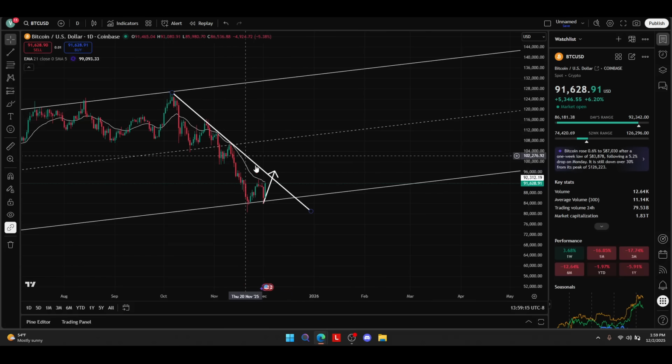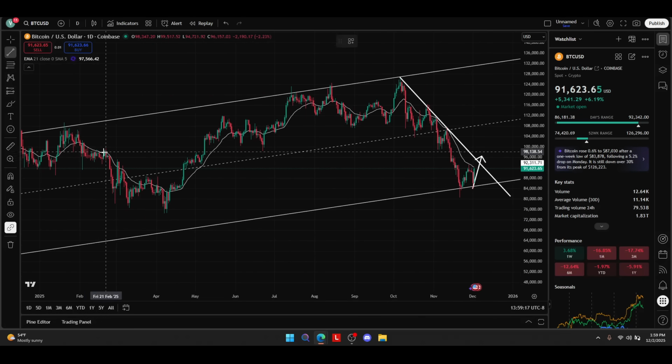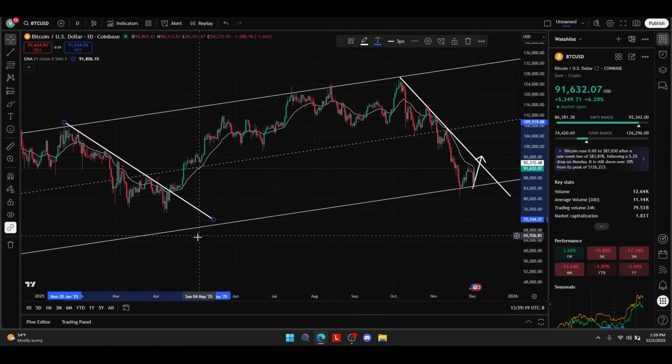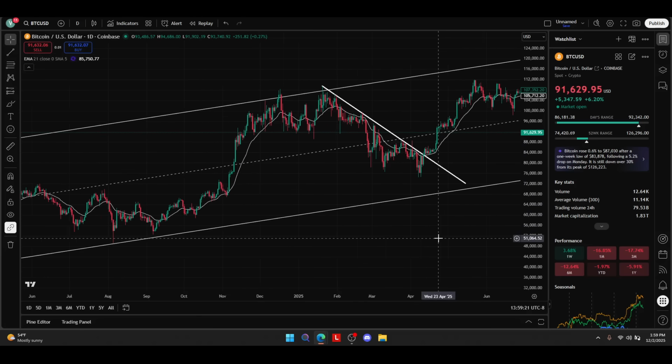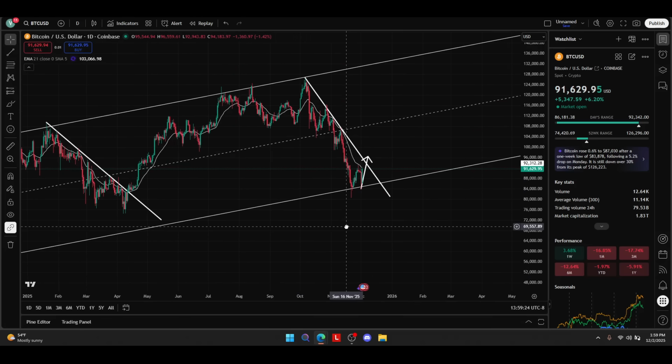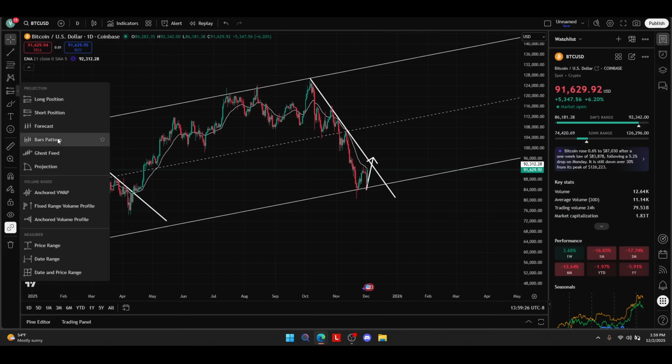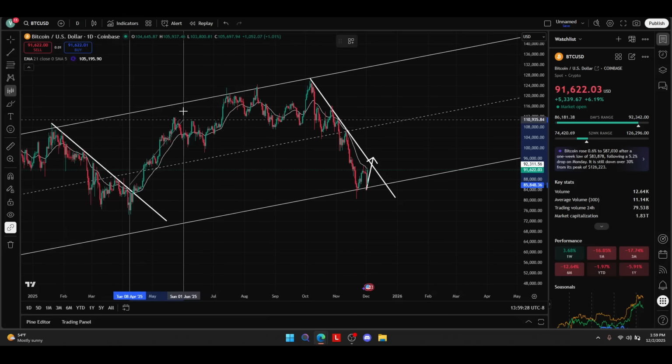Bitcoin, I want to see a break of this trend line, just like right over here. Once we saw a break of this downward trend line right over there, it was off to the races, right? So I want to see a break of the trend line. Let me go ahead and copy these bars. Let's see if we see a move up like this.